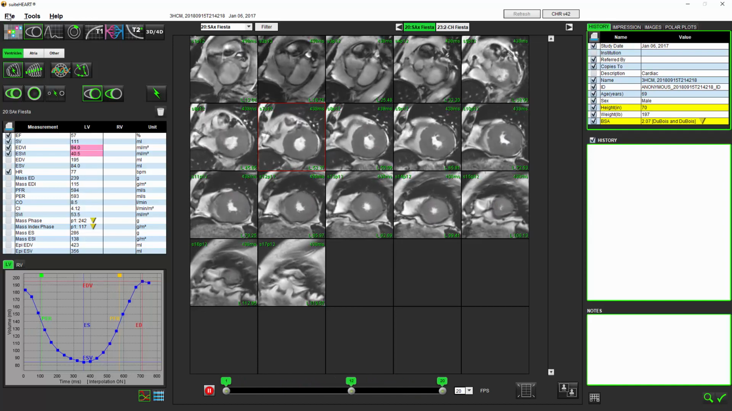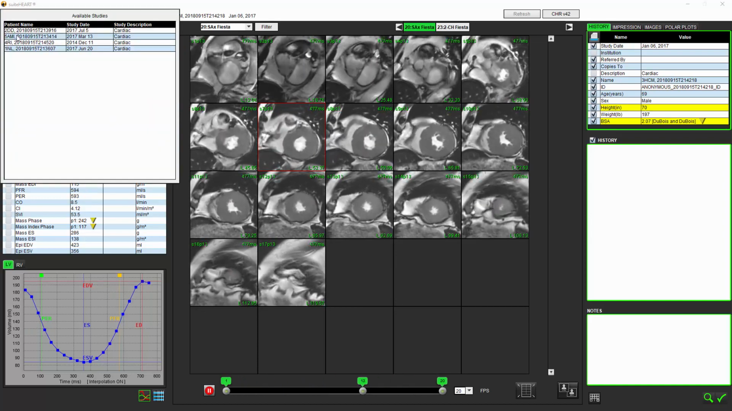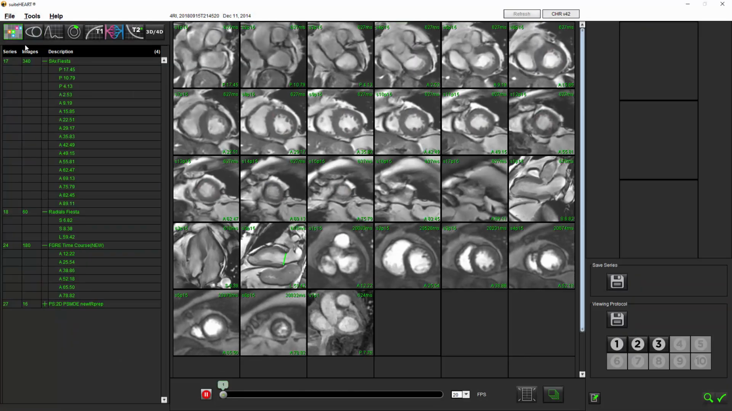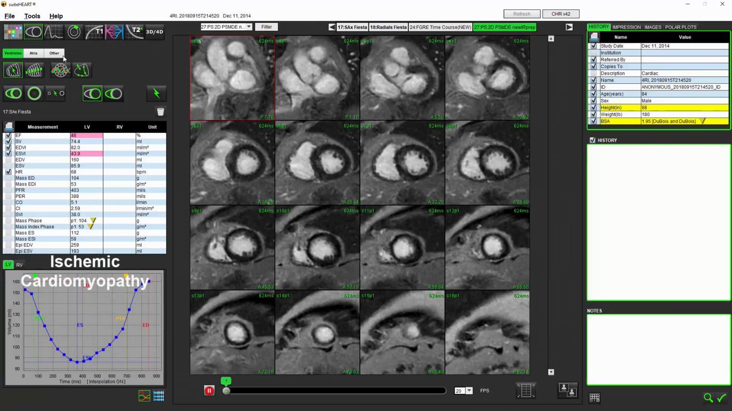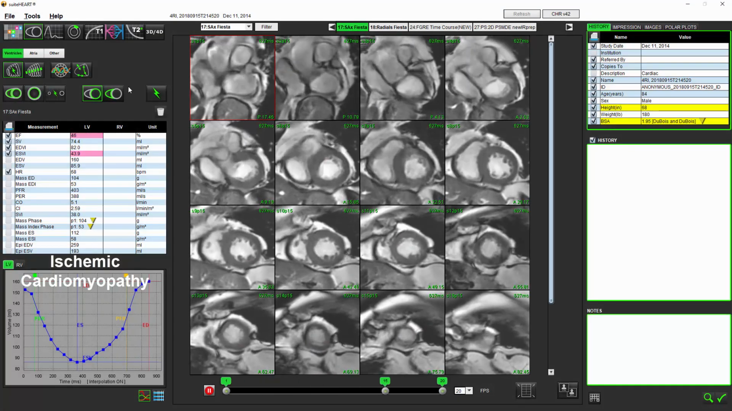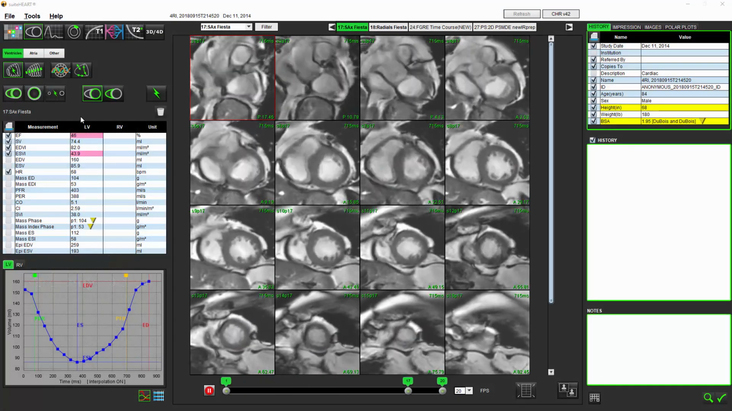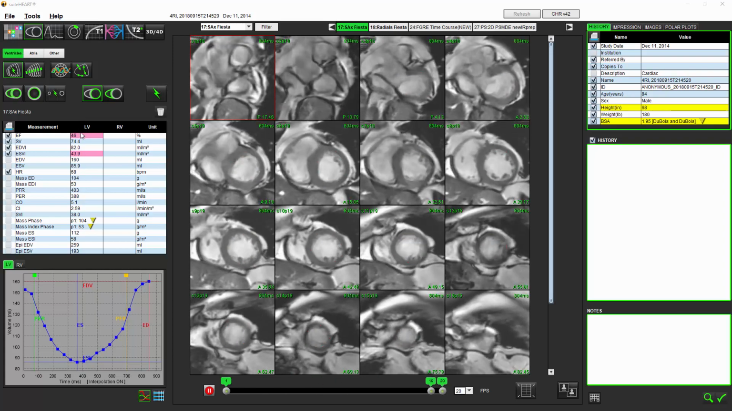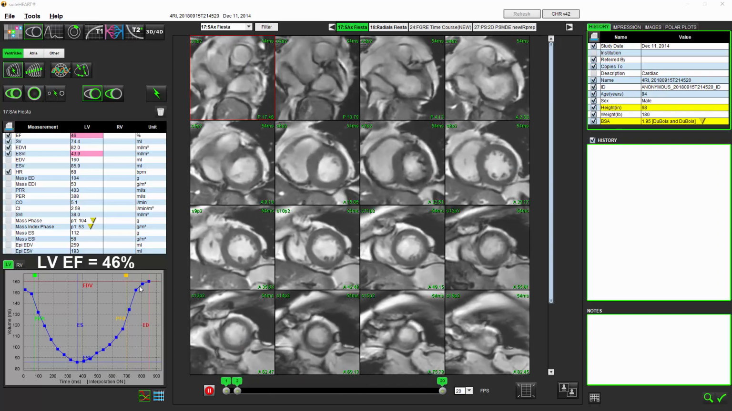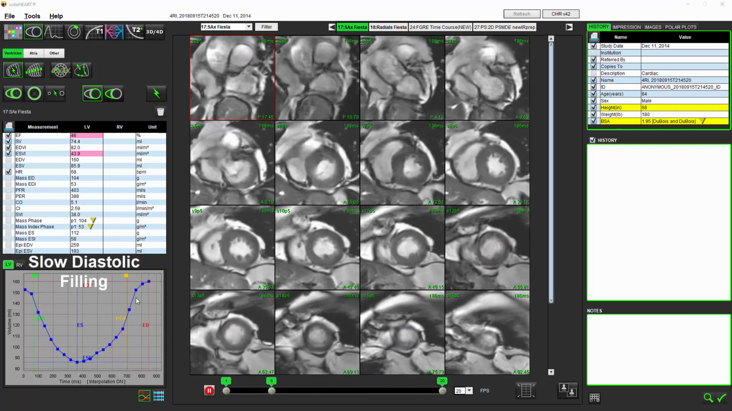Now, how about patients with coronary disease? This is a patient with an ischemic cardiomyopathy. This patient has abnormal systolic function. The LVEF is 46%, and they have abnormal diastolic function. You can see there's no diastasis. The ventricle fills very slowly.